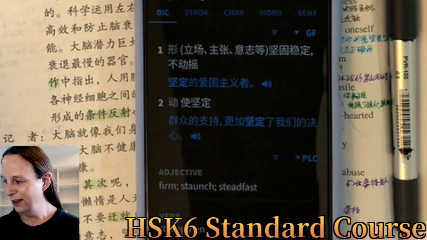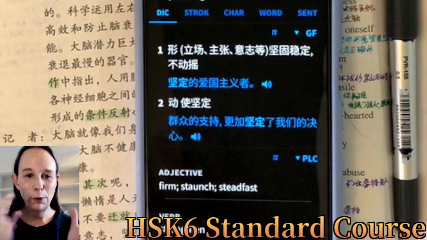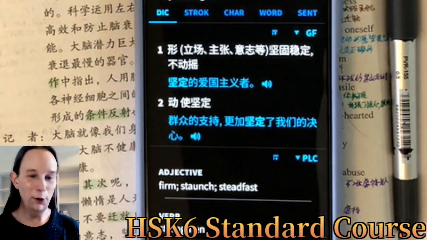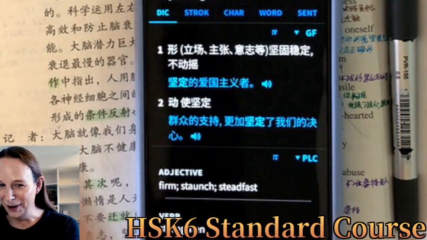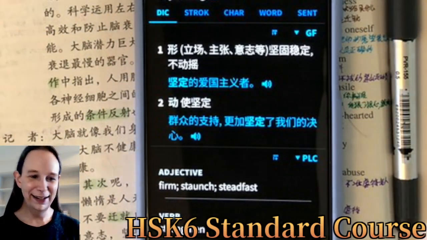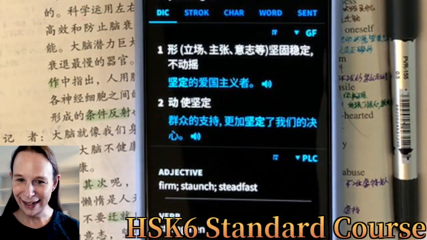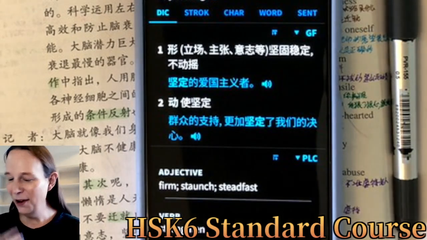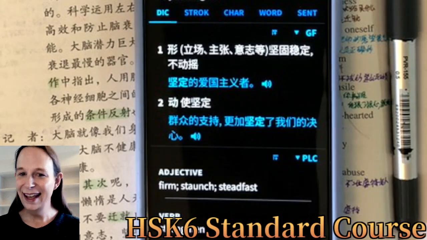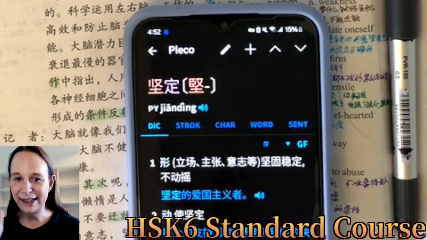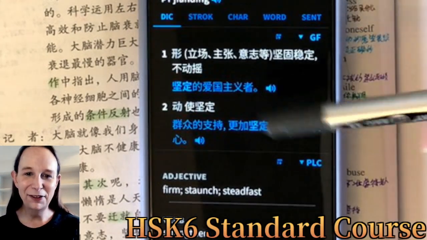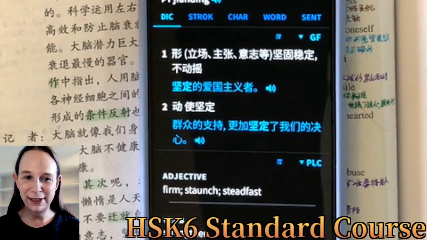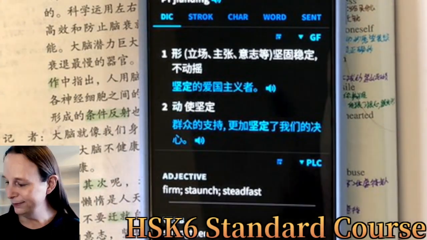The other one was wet. The floor is wet, right? But you can wet the floor, right? If you wet the floor, it means you cause the floor to become wet. So a lot of Chinese adjectives are like that. And this seems to be one. 坚定 is an adjective, but it can also mean to cause to become 坚定.